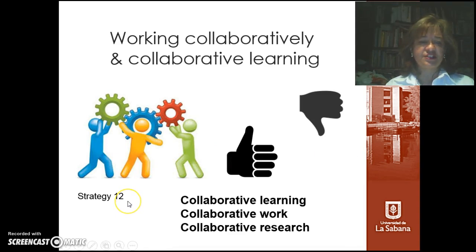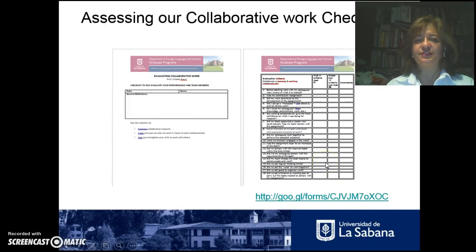Strategy 13, in this case, is learning to work collaboratively. Based on what you told me, there are new challenges, there are a lot of issues regarding collaborative work. I know that some of you have started having some conflicts regarding research, but the most important thing is that you continue facing the challenges and looking for strategies to learn to work together.